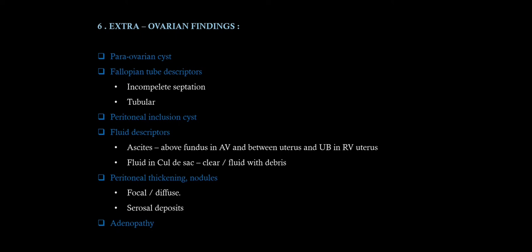The descriptors that are used for free fluid: if there is free fluid in the cul-de-sac, we have to describe whether it is clear or this fluid has any contents. However, if the fluid extends above the fundus of an anteverted uterus or lies between the uterus and the urinary bladder in the retroverted uterus, then we term it as the presence of ascites. We also have to make a note of if there is any peritoneal thickening, and if it is present, whether it is focal or diffuse, if there is any presence of peritoneal nodules or serosal deposits, and also of the presence of any adenopathy.